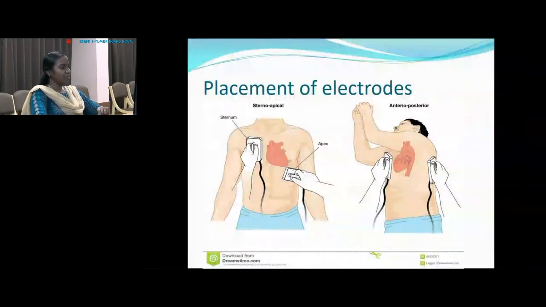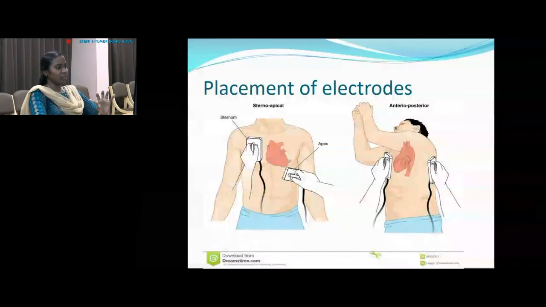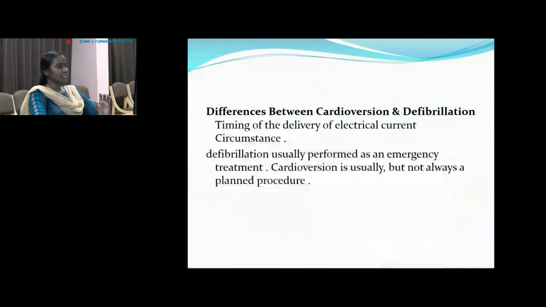And for placement of electrodes, we can use the sternoapical method or the anterior posterior method, and the commonest we use here is the sternoapical method. One paddle should be placed on the right of the chest just below the clavicle, and the second one on the left side, just over the left pectoral muscle under the breast, or in the apical region near the fifth intercostal space at the mid clavicular line, where we feel the apical pulse. The second paddle should be placed over that. And already I have mentioned the difference between cardioversion and defibrillation.